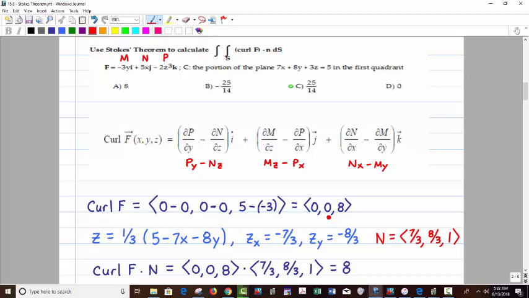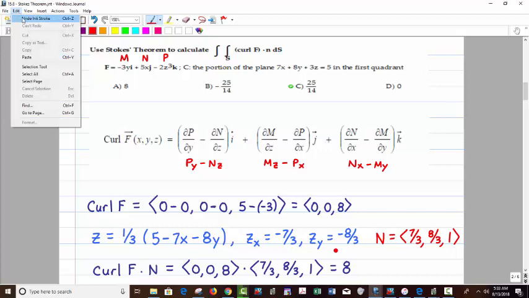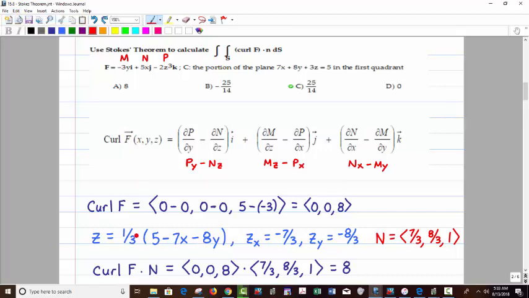Now to do this, we're back to double integrals now, not triple integrals like for the divergence theorem, Gauss theorem. So that means our z's have to be converted into y's and x's. So we take our plane equation here, solve for z, 1/3 times 5 minus 7x minus 8y. Now I could distribute that out, but as long as you remember when you're taking the partial derivatives, just make sure the 1/3's in there. So the zx would be the derivative of this, negative 7 times that 1/3, so it's negative 7/3. And then the zy would be negative 8/3, because it would be negative 8 times that 1/3.